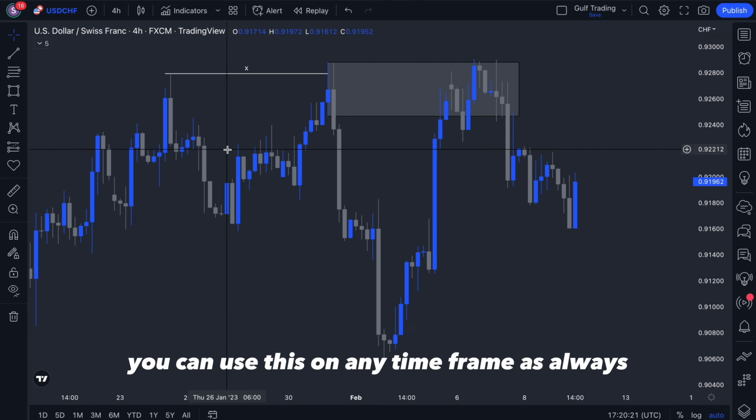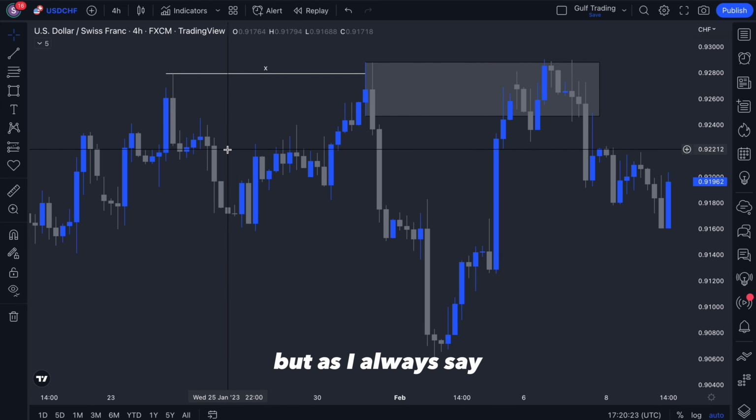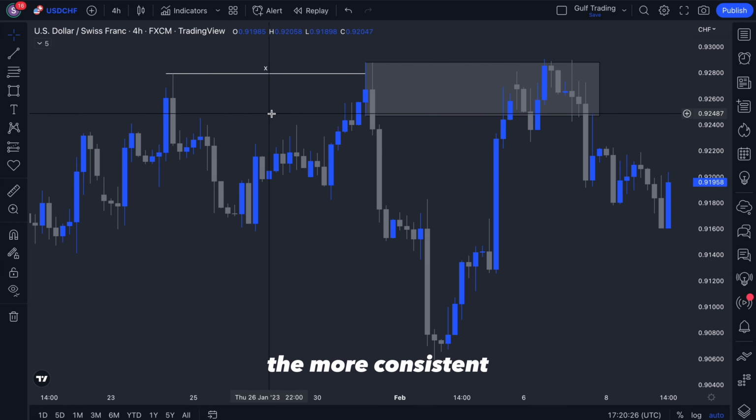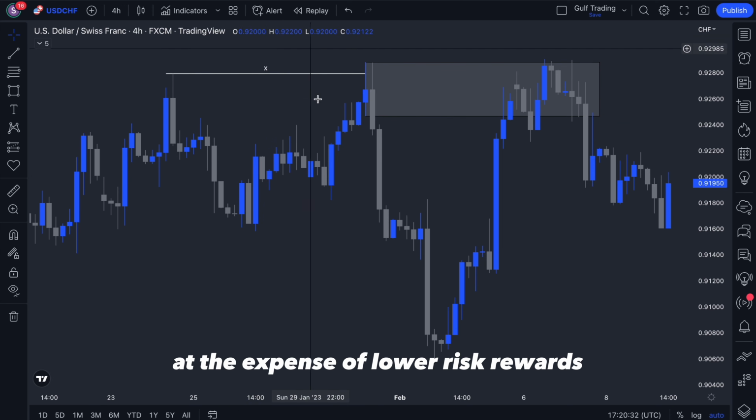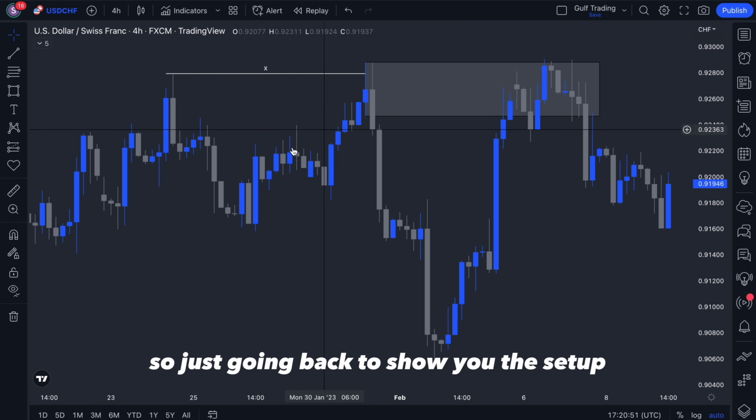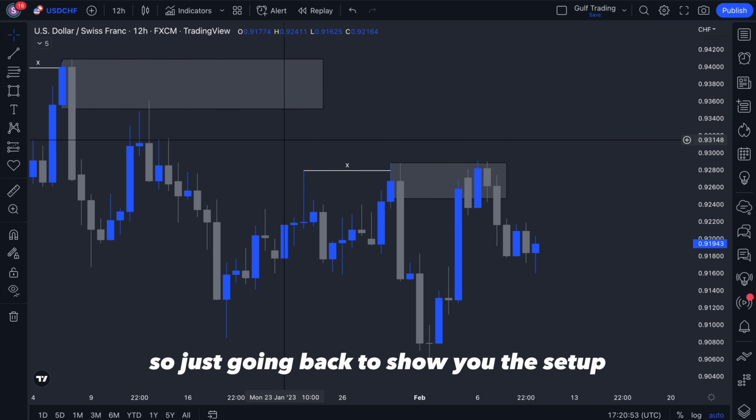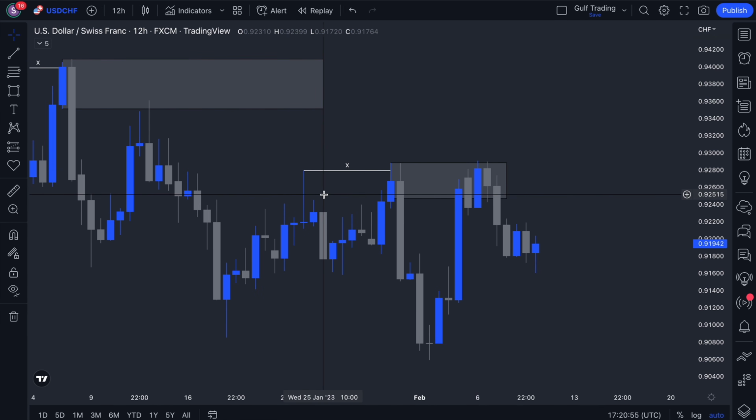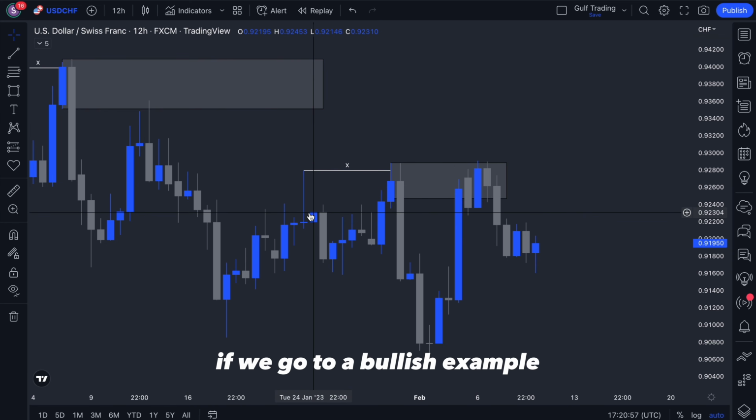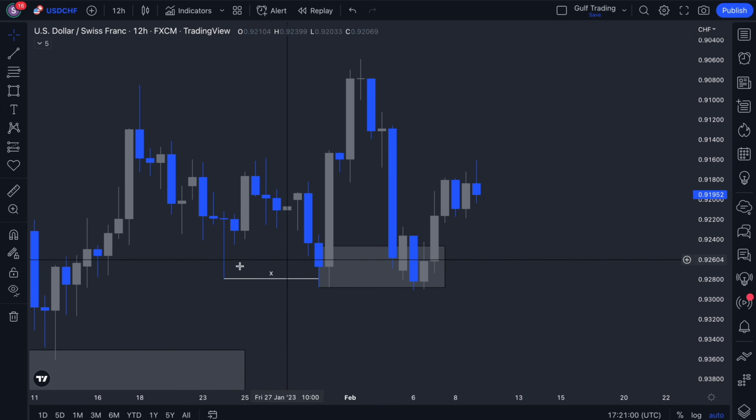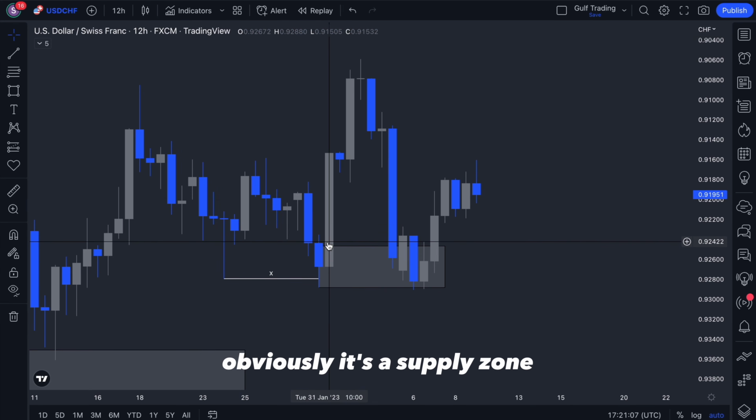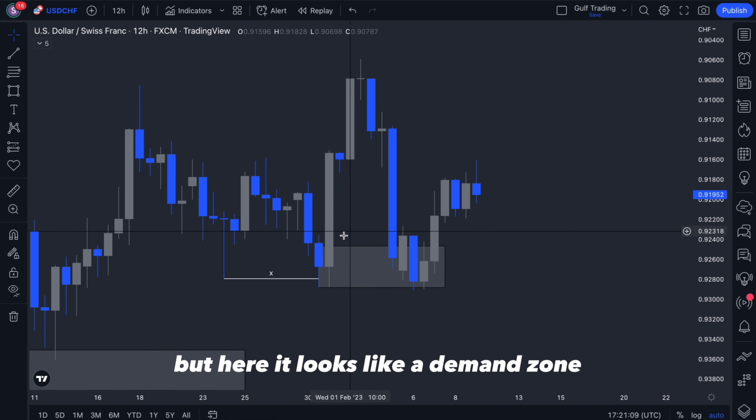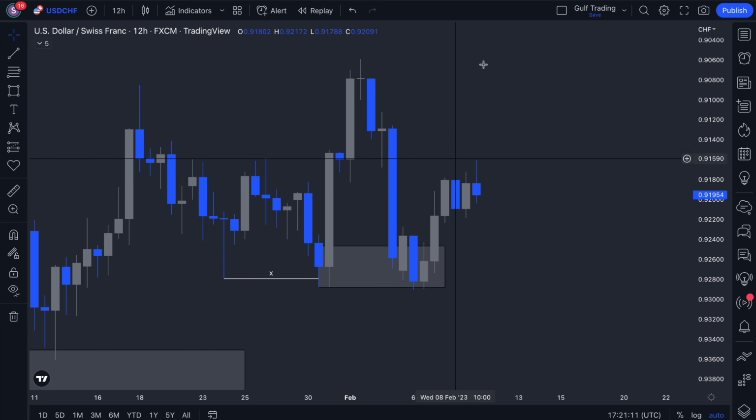You can use this on any time frame as always, but as I always say, the higher the time frame, the more consistent and higher win rates you're going to get at the expense of lower risk rewards. So just going back to show you the setup, same as I showed in the theory. If we go to a bullish example like I was showing, you've got your low formed here, gets taken out, pushes up, nice demand zone. Obviously it's a supply zone, but here it looks like a demand zone, so you're expecting price to pull back to your zone and then take off.